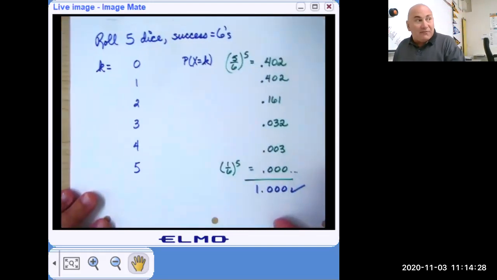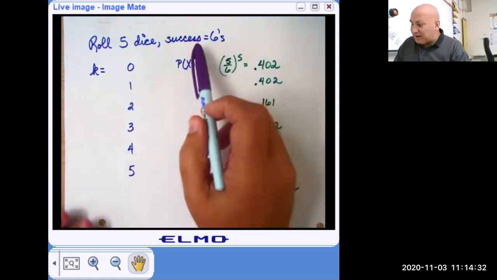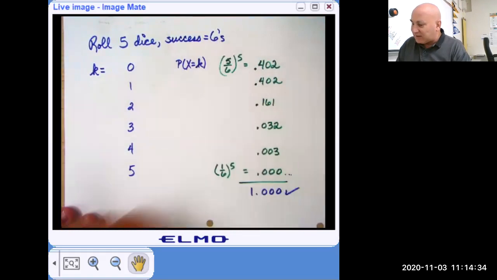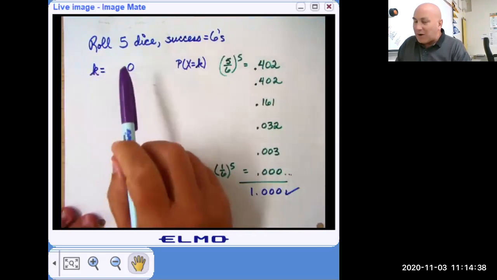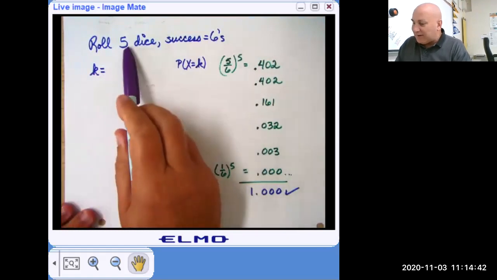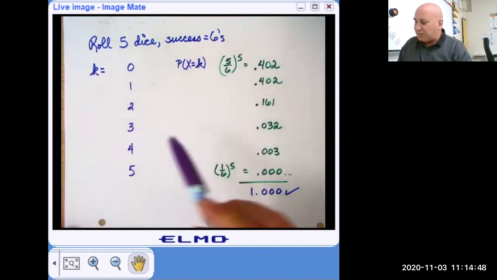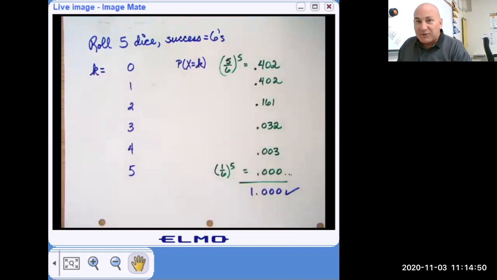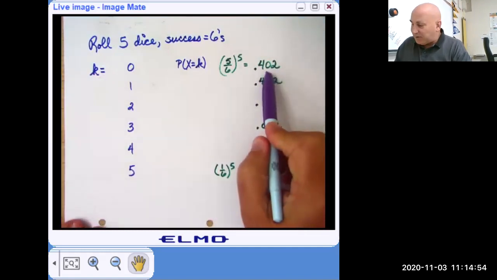So let's roll 5 dice, and we're going to call getting a success a 6. That means now we're going to come up with the probability. What's the probability that if we roll 5 dice, we get 0 successes, 0 6s? Well, if you substitute the appropriate numbers into the calculator, you get a probability of 0.402.